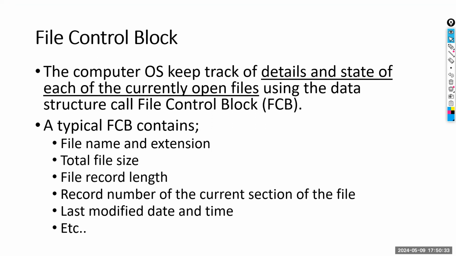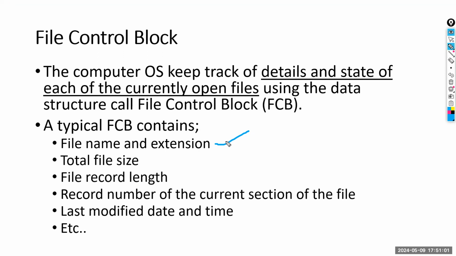But the file control block is an internal data structure used by your operating system. The details may depend on what your operating system is, whether it's Linux or Windows or Mac or something like that, but the concept is there. It definitely contains the file name and extension. They have even asked in the structured paper what are the possible details available in a file control block.